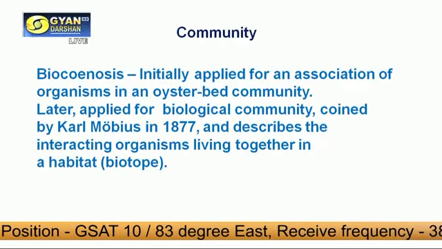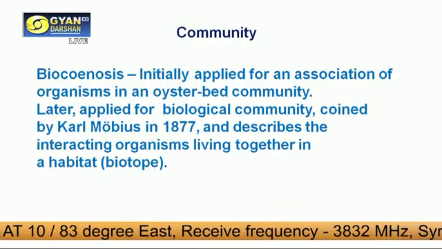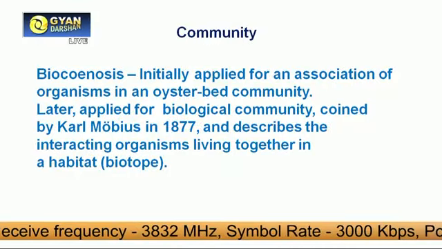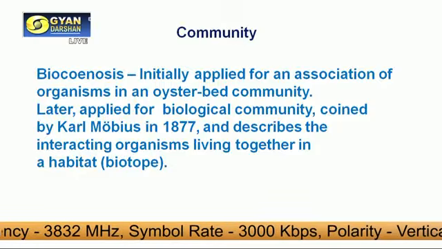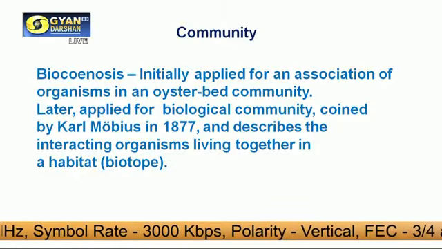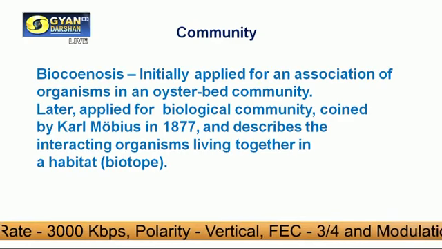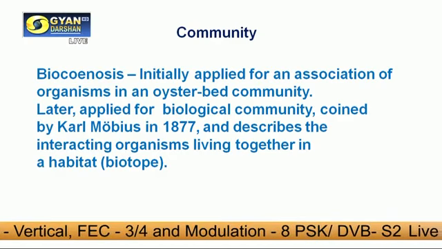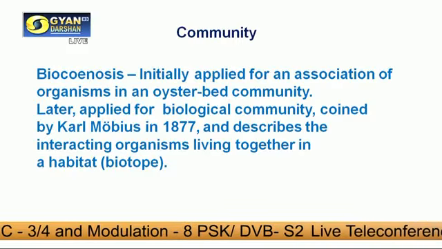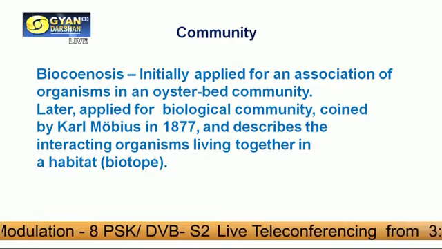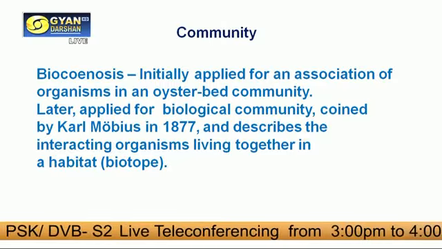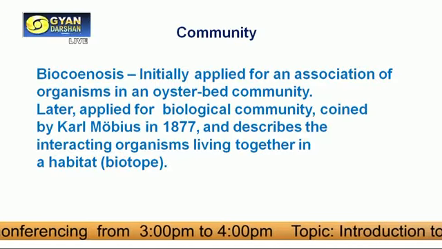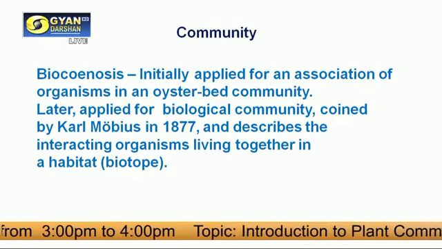Later on, for the biological community, Karl Möbius in 1877 actually extrapolated this concept to the different other plants or animals. And then these interacting organisms were described as a community. So the term biocoenosis was then replaced by the term community.